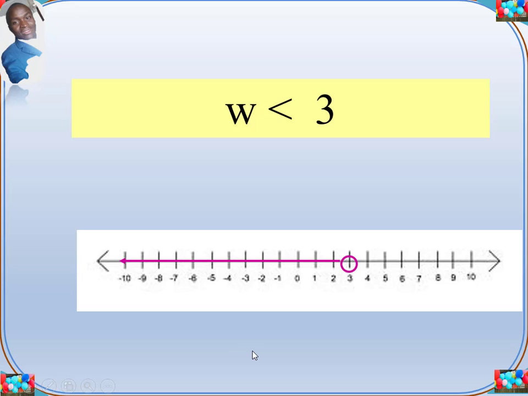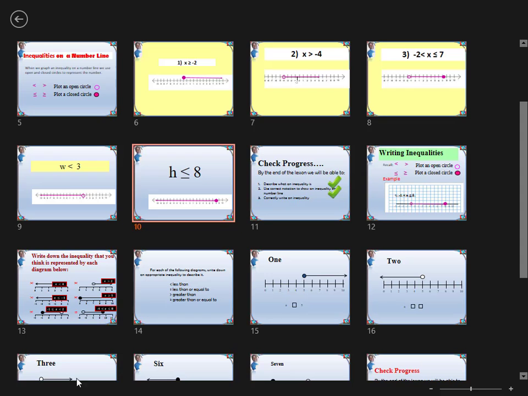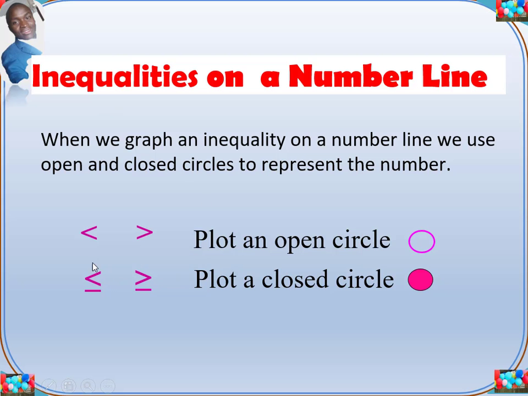It is infinite. Then another example here, we are required to represent h is less or equal to 8 on a number line, which is already here. Now you can look at the symbol. It tells you which circle you are going to use, open or closed. Here we are using a closed circle, depending on the note that we have here. We have less or equal to, we use a closed circle.